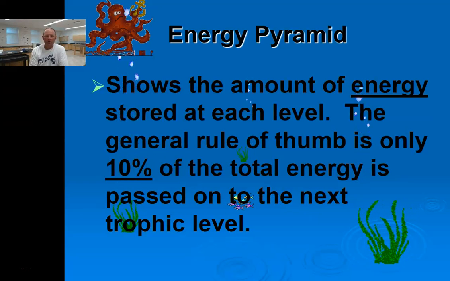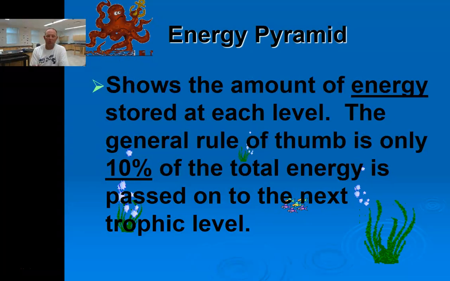Okay. The energy pyramid. Now this is again where we show the amount of energy that we have. So it shows the amount of energy stored at each level. General rule of thumb is only 10% of the total energy is passed on to the next trophic level.